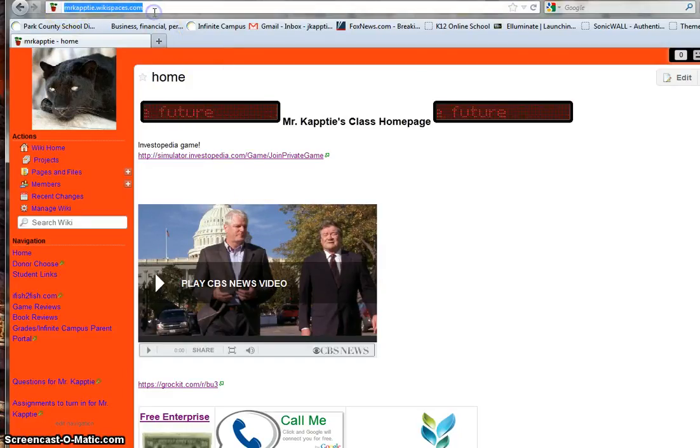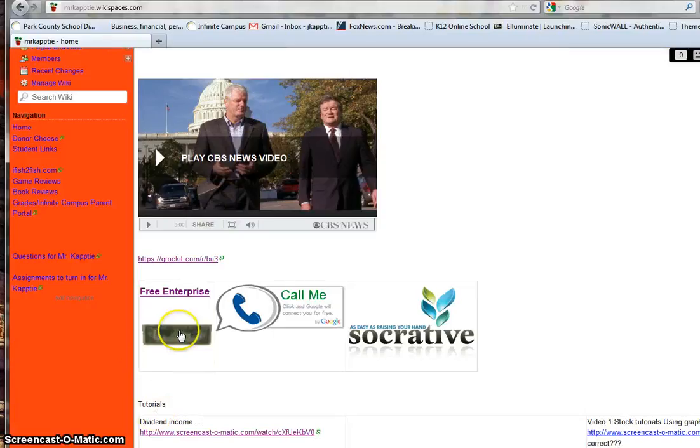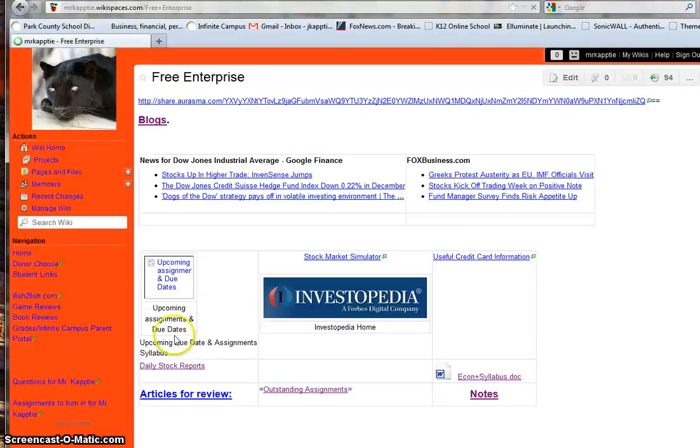mrcapty.wikispaces, as you see right there. So you can type that in and go to your website. When we talk in this class about going to the website, this is the place we start everything with. So mrcapty.wikispaces, there's random things in here. You've been here before, but the class page in particular is Free Enterprise. If we click on that, it'll take us to the Free Enterprise page.